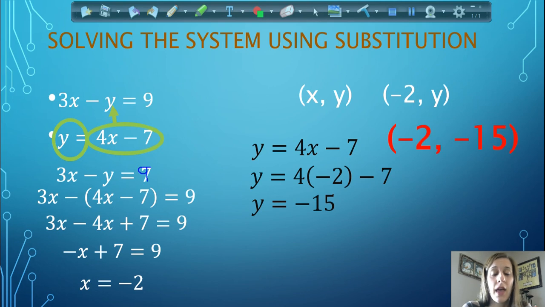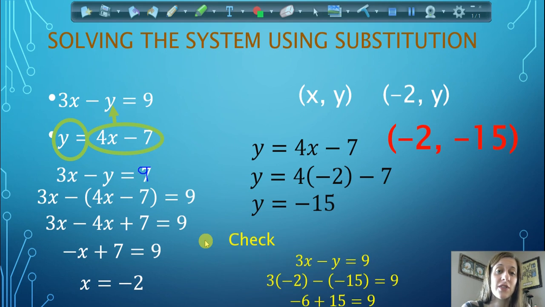And then again, let's just do a quick check. I use the y equals 4x minus 7 to find the negative 15, so I'm going to use the other equation for my check. Plus, it's also easier to use since x and y are both on the same side of the equal sign. So x value is negative 2, my y value is negative 15, so when I evaluate that, I get negative 6 plus 15 equals 9, and that is a true statement. So my ordered pair, negative 2, negative 15, is the correct solution.